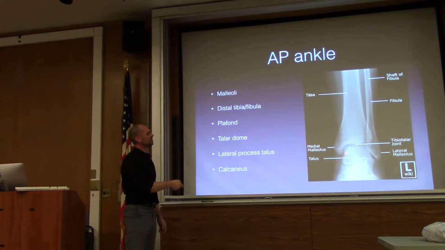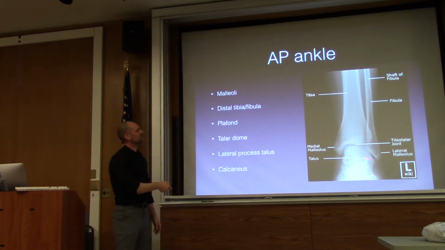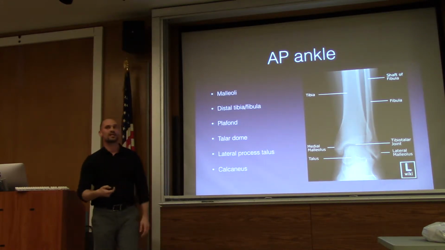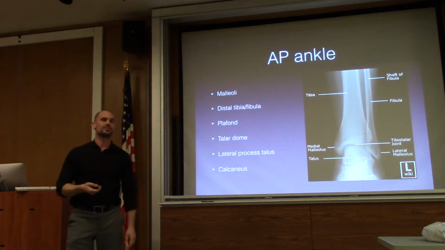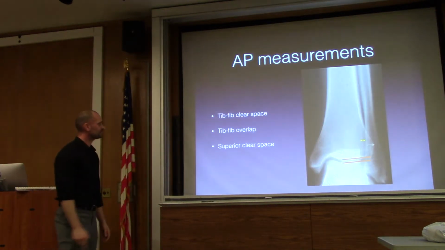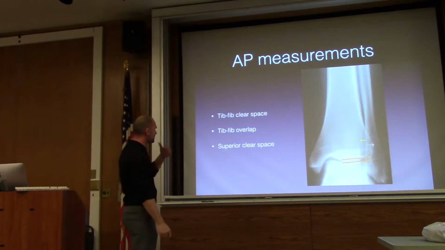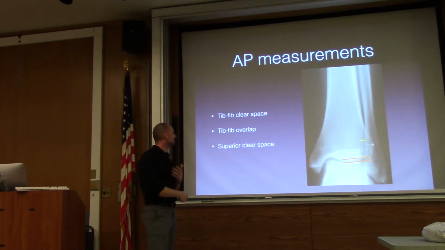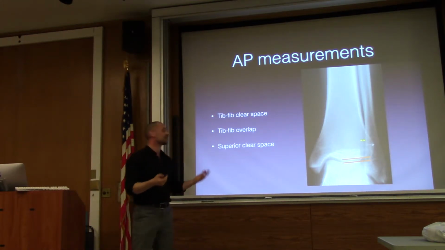Okay, I want you to start to look specifically at the talus, specifically the lateral process of the talus. Sometimes you can have, that's a classic fracture pattern that typically gets missed. Some of your AP measurements that you are going to end up seeing are tip fib clear space, tip fib overlap, superior clear space.